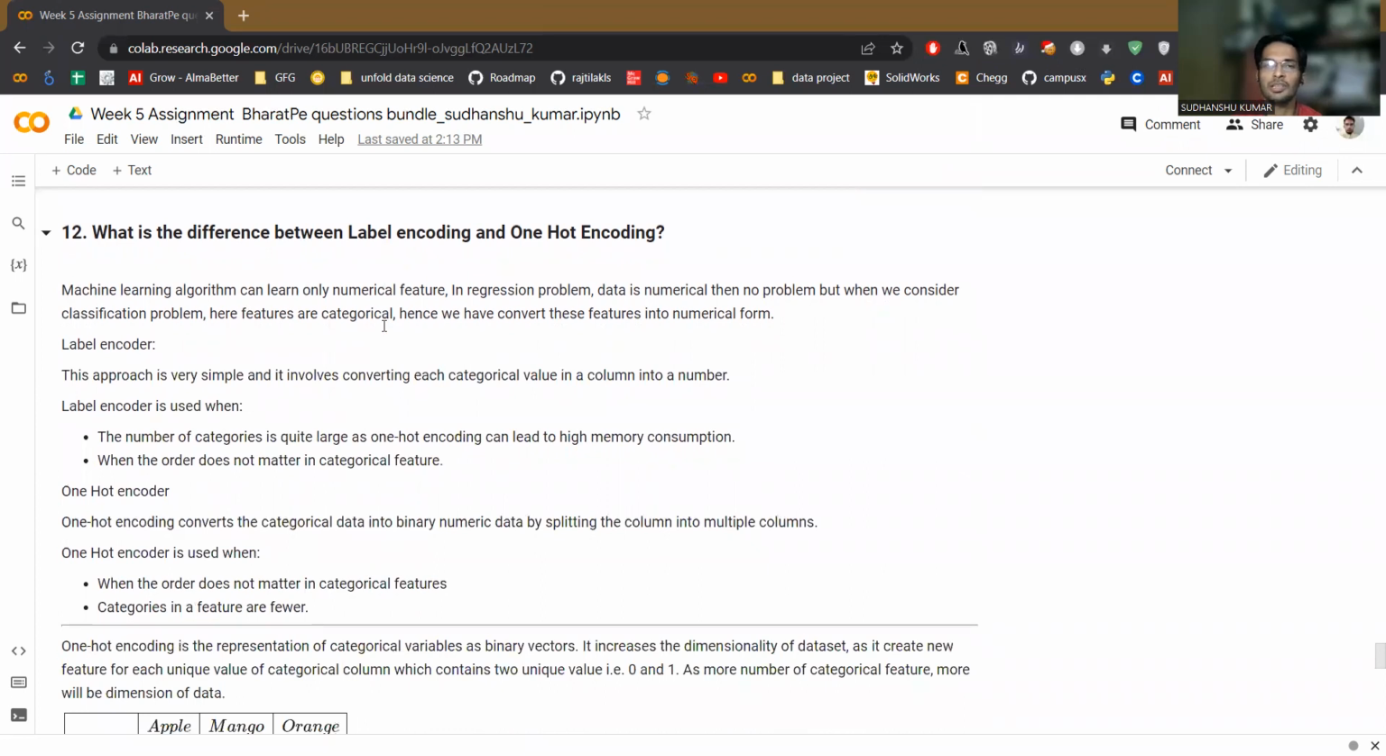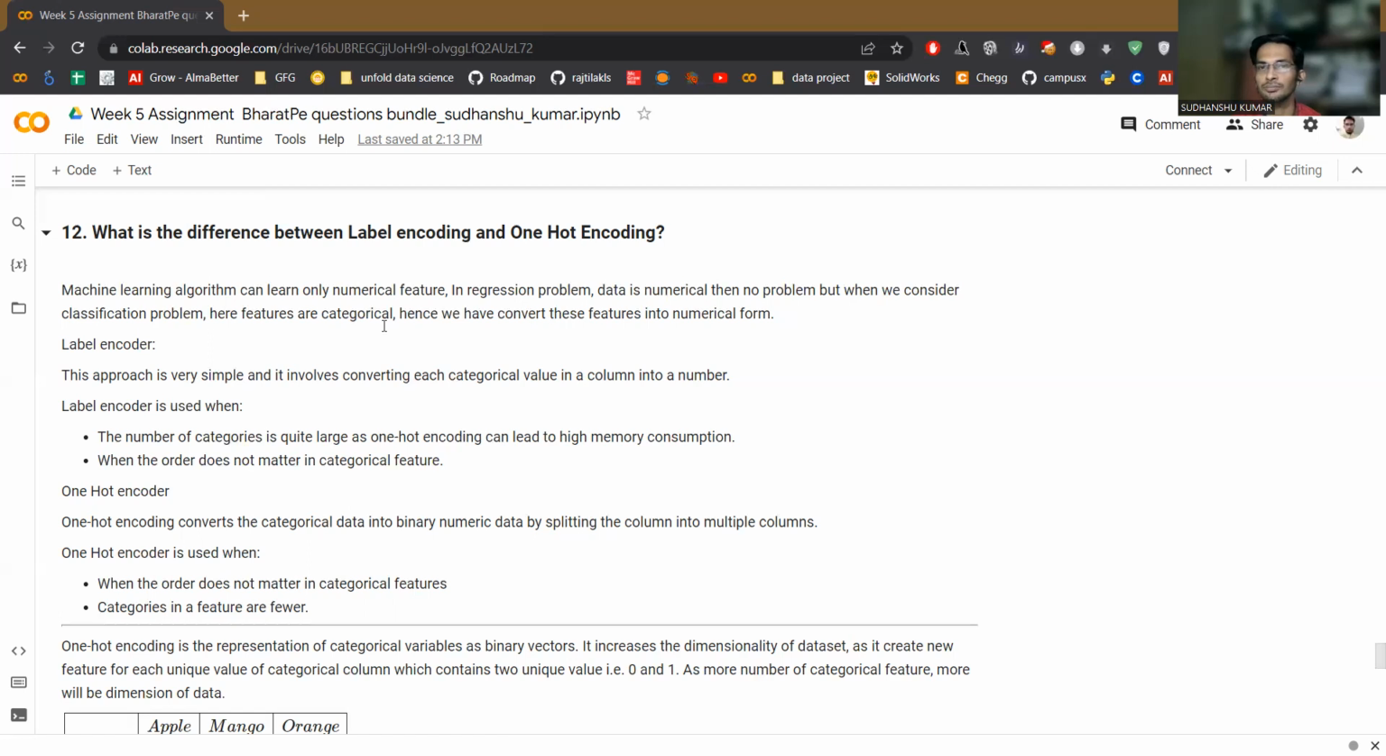What is the difference between label encoding and one-hot encoding? Every machine learning algorithm requires numerical data. So if there is any categorical feature in a data set, we have to convert it into a numerical feature by using either one of these methods, one-hot encoding or label encoding.